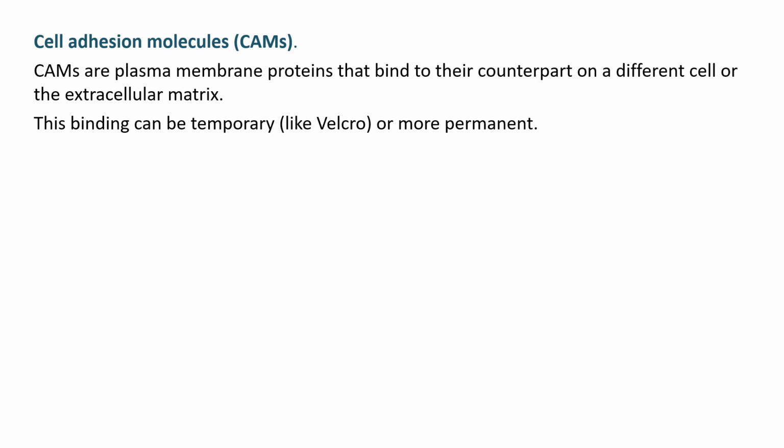Cell adhesion molecules tend to be a little bit more temporary, or they can be more permanent. They're much simpler structures. Here we're talking about a small group of proteins rather than a big complex structure. Cell adhesion molecules basically are plasma membrane proteins that bind to their counterpart on a different cell or the extracellular matrix. And it can be very temporary, a bit like Velcro, or it can be more permanent.